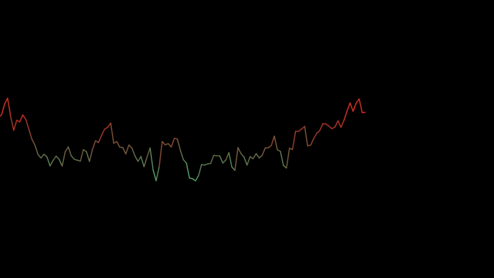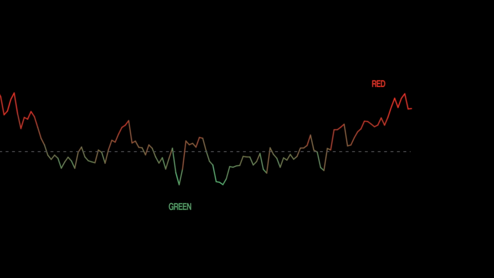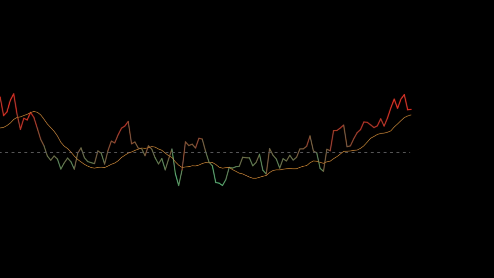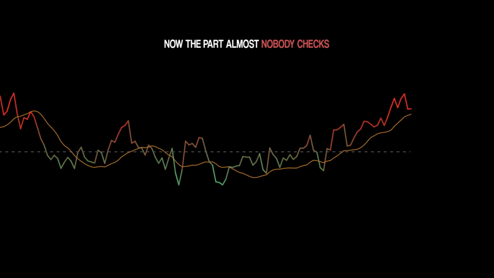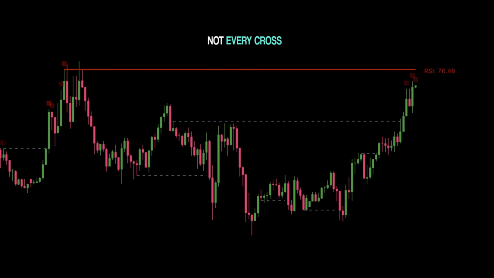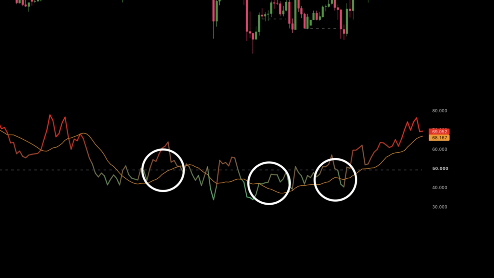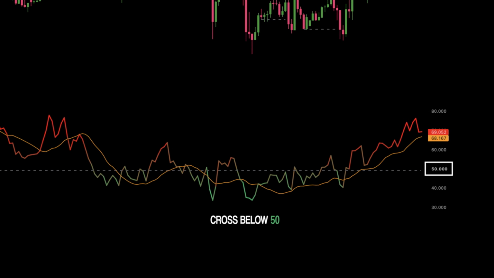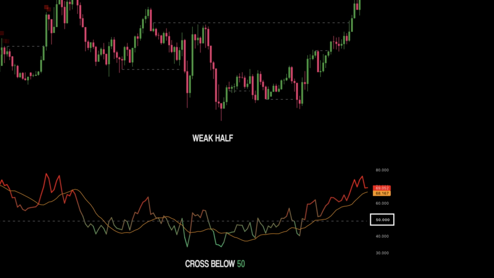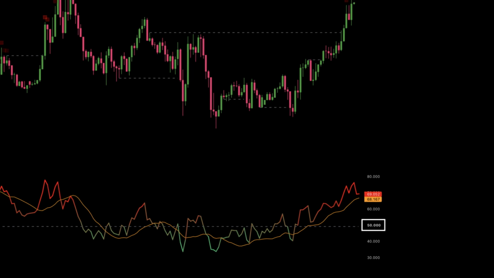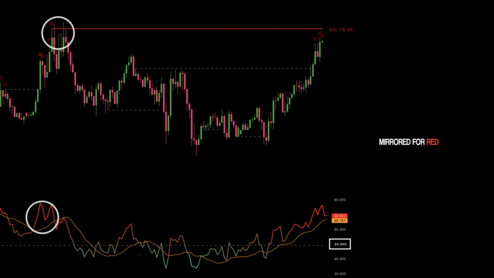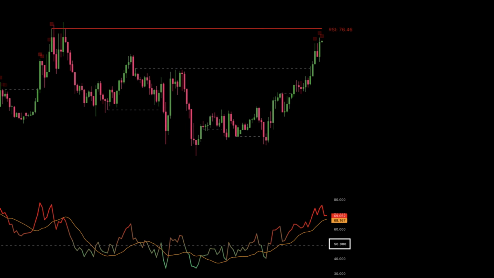The colored line is RSI, green at the bottom, red at the top. The orange one is a smoothed version. Now the part almost nobody checks. A level does not get drawn every time those two cross. It only counts if RSI crosses up through the orange line while it's still below 50. Below 50 means momentum is in the weak half, so it's waiting for momentum to turn up, while price is still in trouble. Same in reverse for the red levels. RSI rolling over while still above 50.